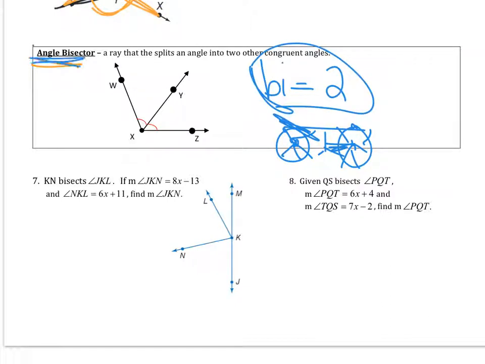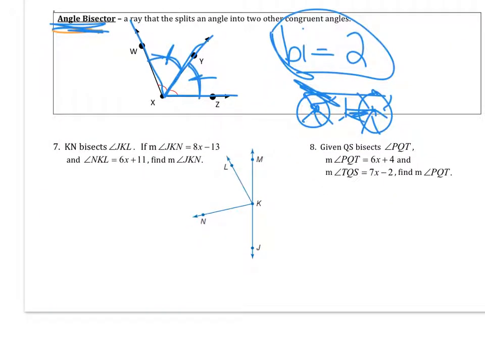So angle bisector means cuts this into two equal parts. So this is congruent to this. They have the same measure, all right? So WXY is congruent to ZXY. So anytime you see this word bisects, you've got to know, hey, that cuts it in half. So KN bisects JKL. So that means this and this are the same measure.